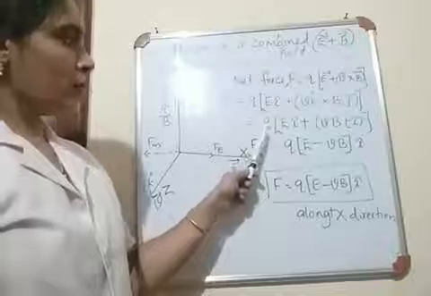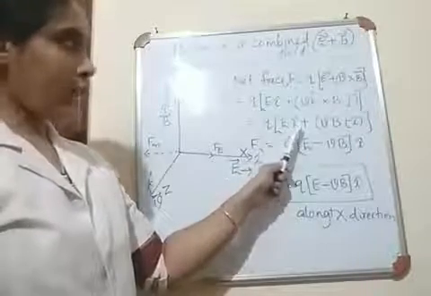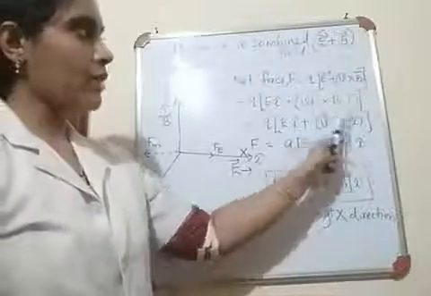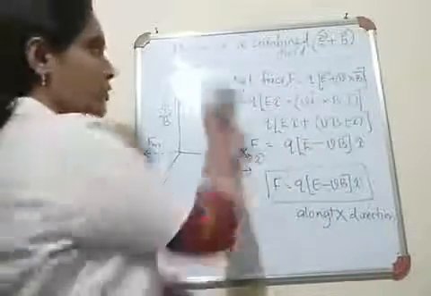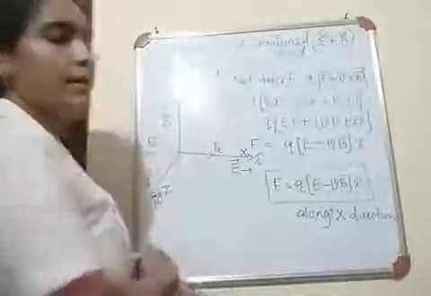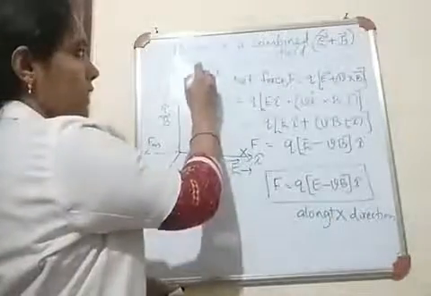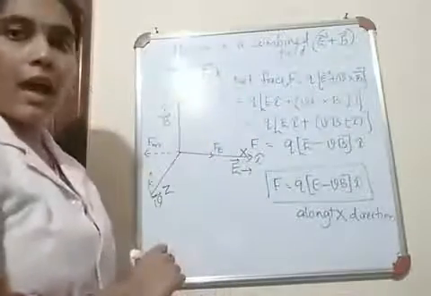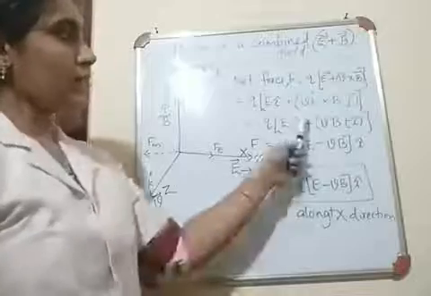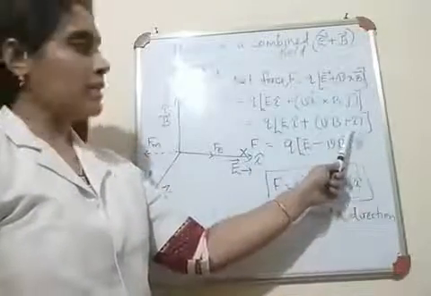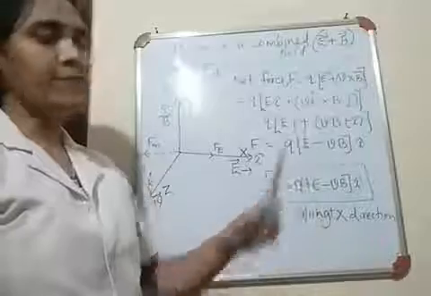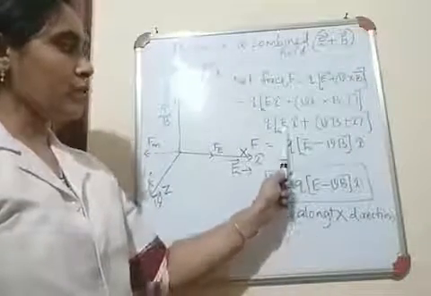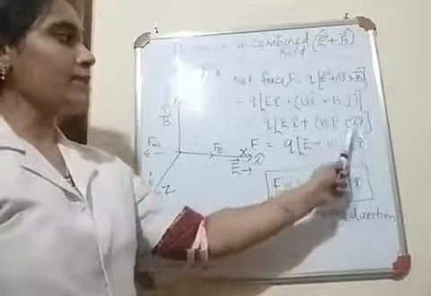Next, equal to q into E into i cap plus v cross B is vB, k cross j. What is k cross j? You remember i, j, k. So k cross j is in the anticyclic order. So k cross j will be minus i cap. So that is written here. k cross j is minus i cap. This plus into minus will be minus. So here we have q into E i minus vB into i.